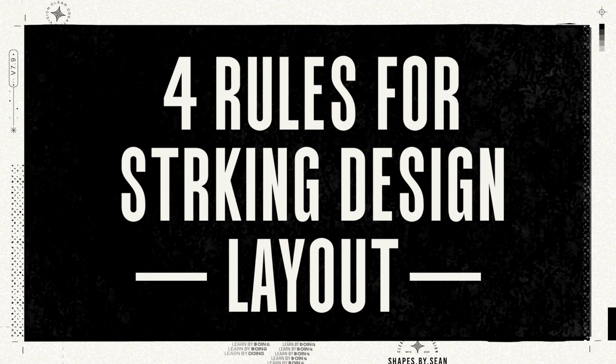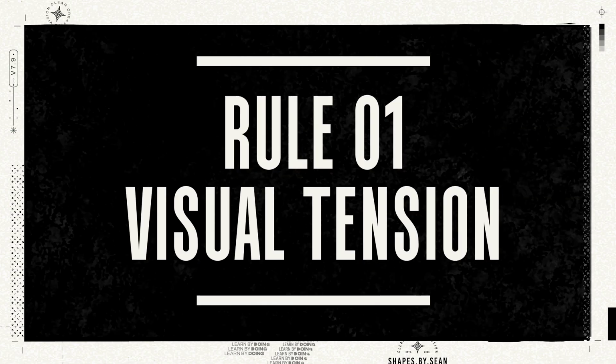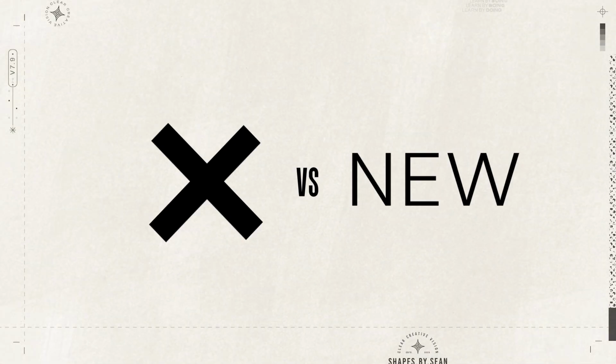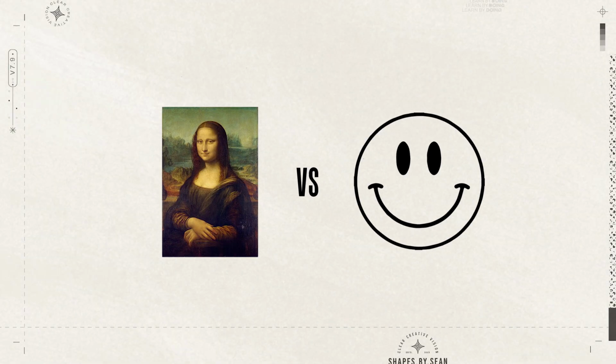In this video, we're going to cover 4 rules for striking design layout that are instantly going to make your design stand out. Rule number 1, visual tension. Curved versus straight, fluid versus sharp, old versus new, serious versus playful, photographic versus graphic. These are all opposites that work together to create visual tension.